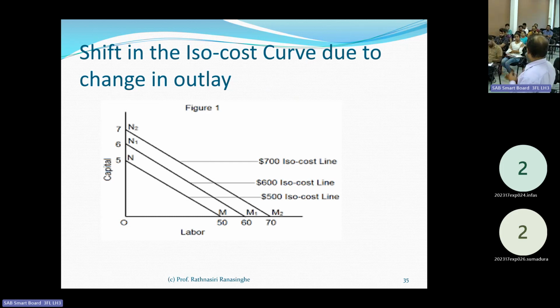If the outlay increases, the entire isocost schedule shifts to the right. If there is a decline in the factor prices, either capital or labor, it rotates to the right from that axis. If there is a rise in the price, it rotates to the left. Depending on that, the equilibrium may change, because the producer can decide on a different output level in each of these instances.